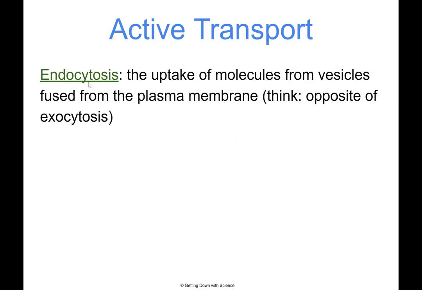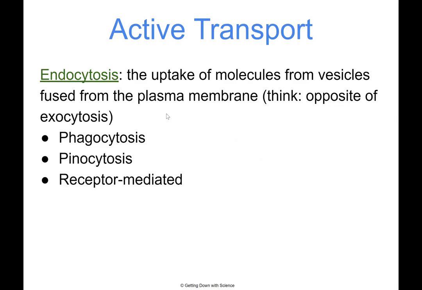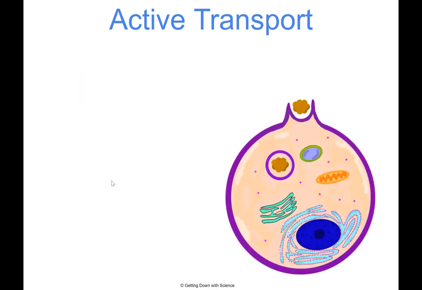Then we have endocytosis to take up molecules from vesicles that fuse to that plasma membrane. So it's going to be the opposite. So for example, phagocytosis and pinocytosis. And remember, phagocytosis is going to be something where we're taking in something large. Pinocytosis is taking in something small, almost like it's drinking. And then we have one that's receptor mediated.